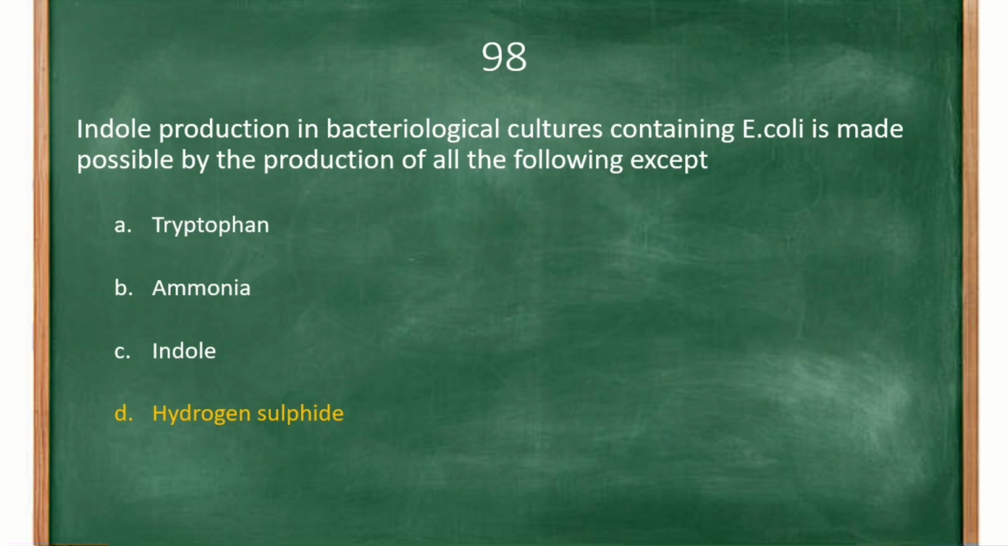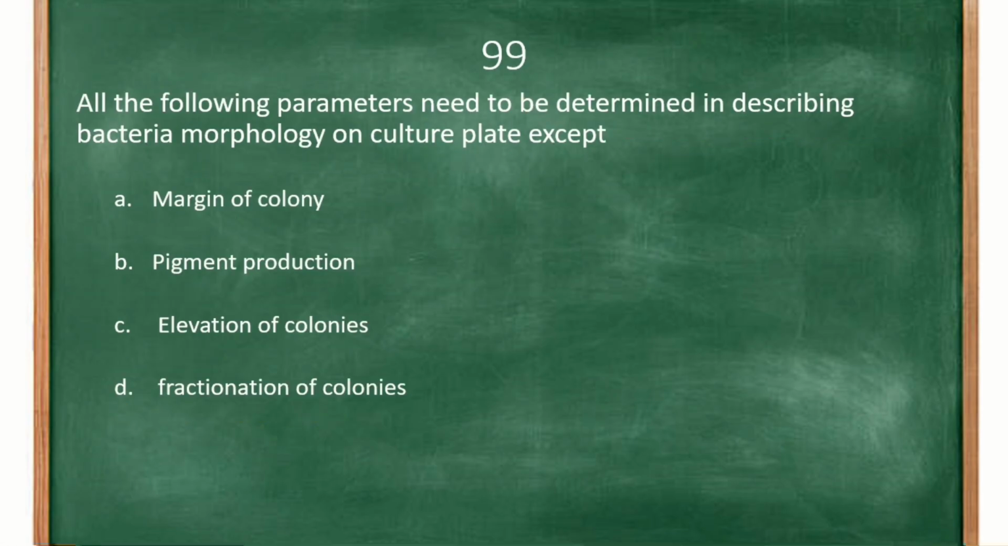Then if you look at our answer, hydrogen sulfide, it is produced by other bacterial processes such as the reduction of sulfates and thiosulfates, and is not involved in production of indole. It's typically detected using different tests such as the sulfide indole motility test, but does not play a role in indole production itself. So that would be our answer.